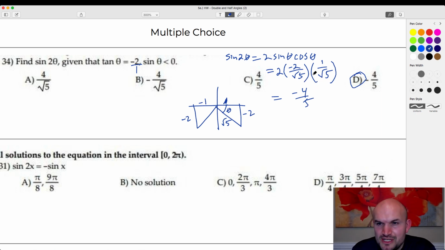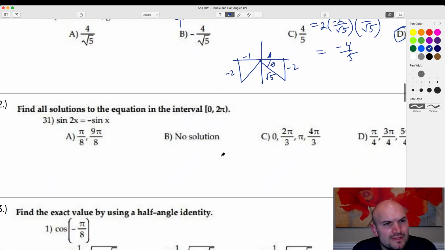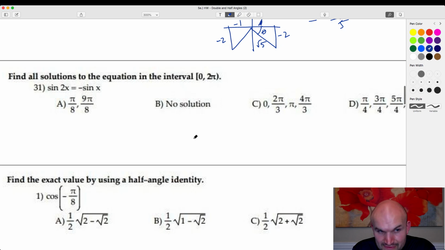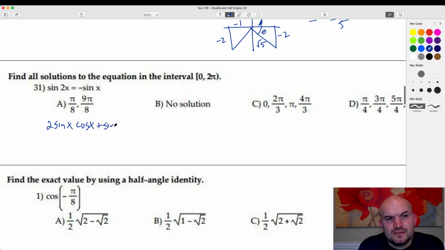Just a different representation. Next one says find all the solutions to the equation on the interval 0 to 2 pi. So again, we have an equation. I'm going to want to get these to the same side as well as use the double angle formula. So I'll say 2 sine of x cosine of x plus sine of x equals 0. So again, very similar to the problem that I've already done here. I did not do that on purpose, by the way.